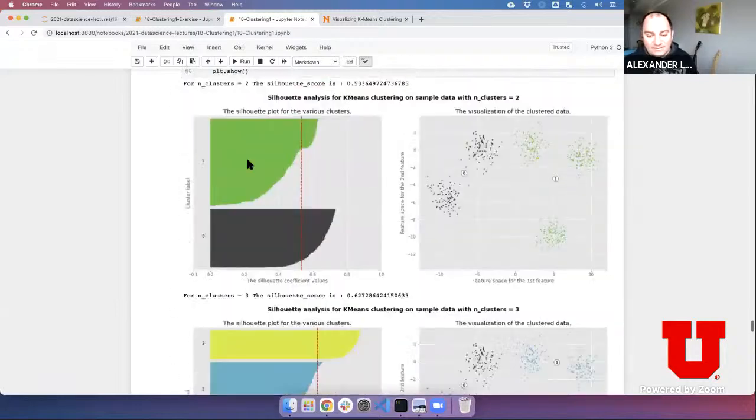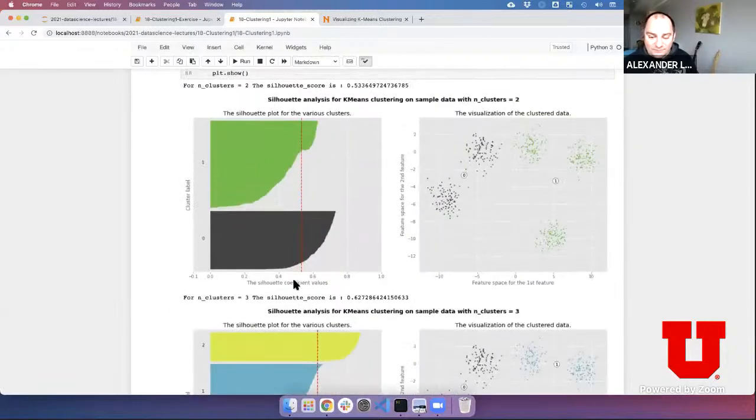And that's what we see here in these plots, right? The red dashed line is our overall silhouette score, and the individual bars are our silhouette coefficients. Some of these silhouette coefficients are very low, and some of them are even negative, which means that according to that score, we have misclassified an item.